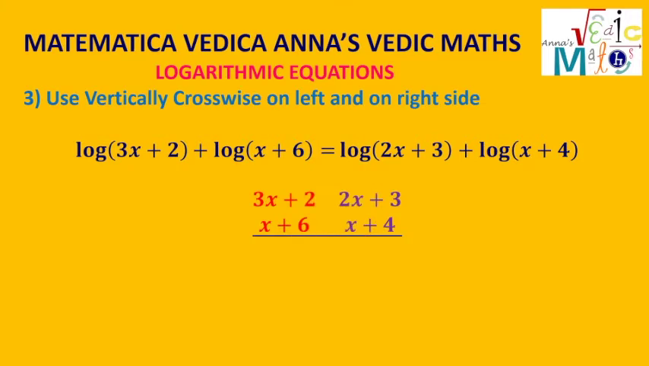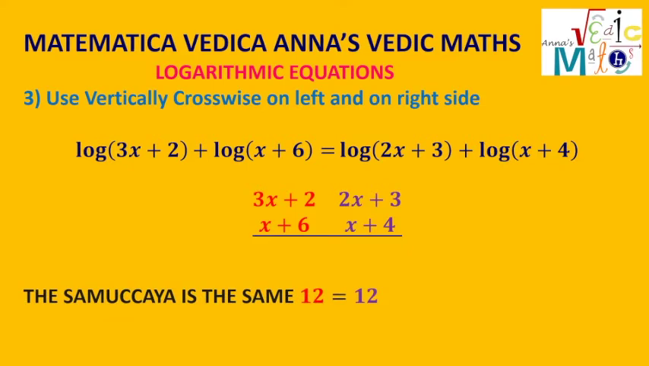Now, before multiplying each side using vertically and crosswise, we observe the independent terms. We know that when the samuchaya is the same, it is 0. Here, the samuchaya is the product of independent terms. The samuchaya is 2 multiplied by 6, 12 on the left side, and 4 multiplied by 3, 12 on the right side. The samuchaya is the same, so one solution is 0.